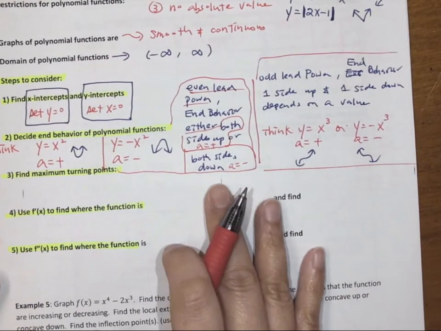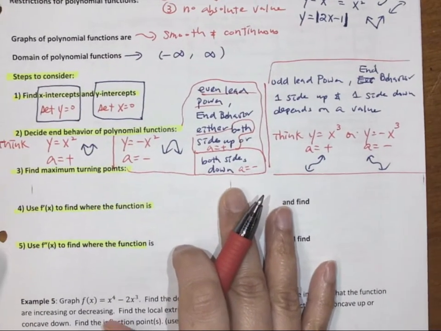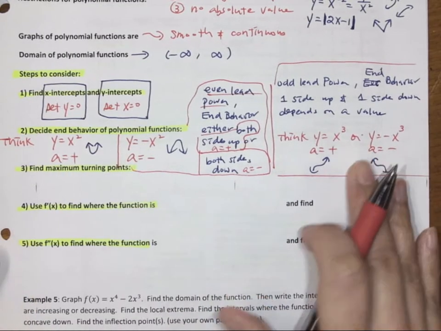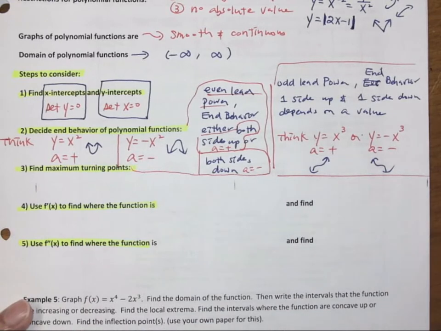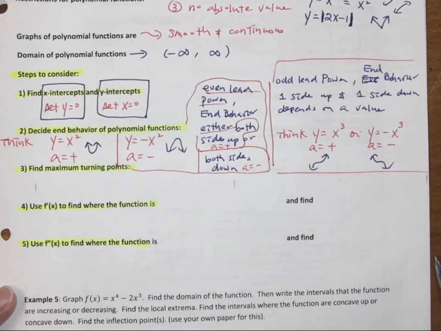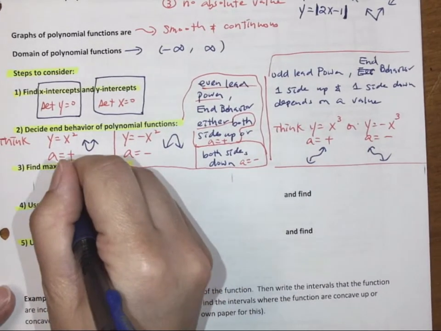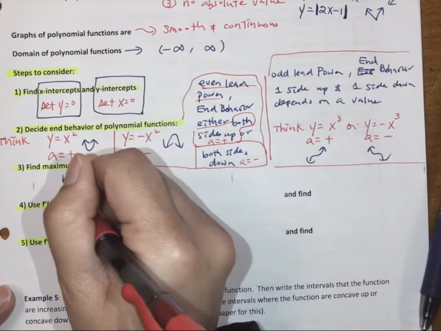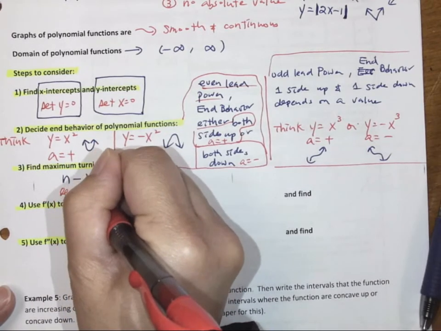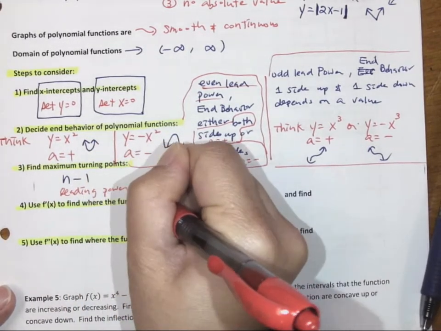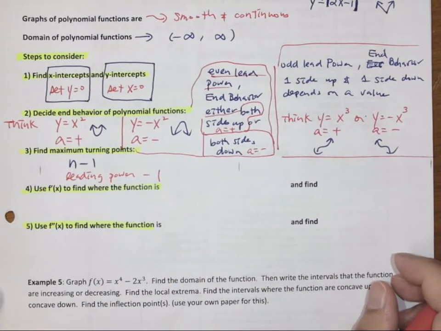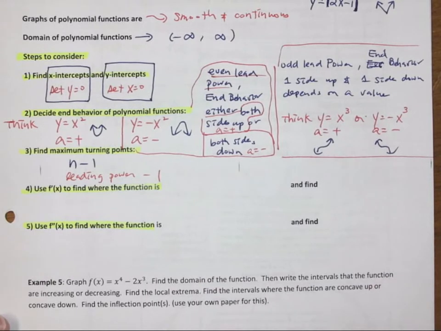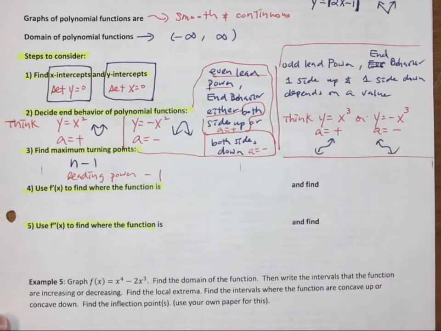So that's the basic end behavior, depending on whether the leading power is even or odd, and whether the leading coefficient is positive or negative. You may have to review this a little bit if you don't remember that. The next thing is the maximum number of turns of the graph is going to be n minus 1, which means the leading power subtract 1. So if it's a 4-degree polynomial function, then you subtract 1, you have 3 maximum turns.